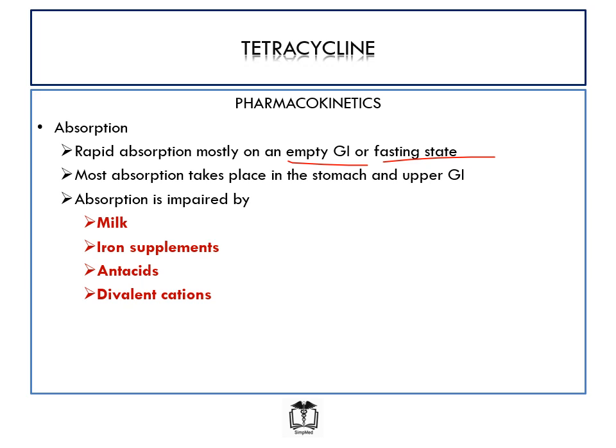We avoid using tetracyclines together with foods like milk, or drugs like iron supplements, antacids, or any food containing divalent cations. So cations like calcium, aluminum, magnesium, and iron, like I mentioned, these are divalent and trivalent cations. Substances that contain these cations are substances that we would avoid prescribing or using concurrently with tetracyclines.